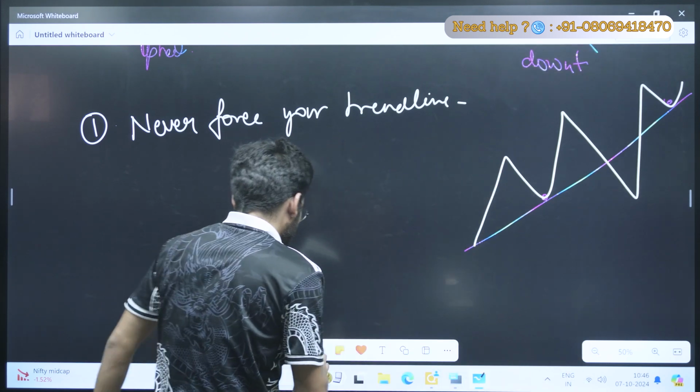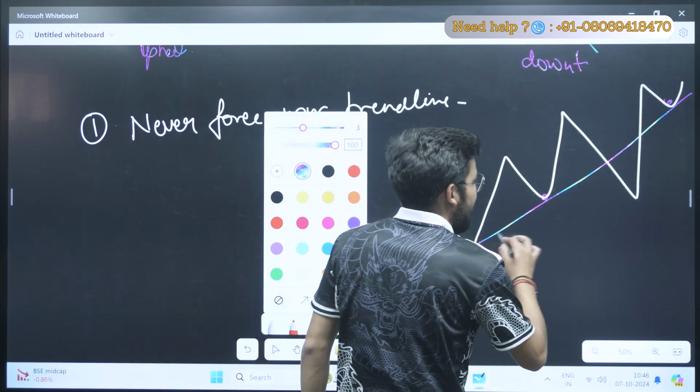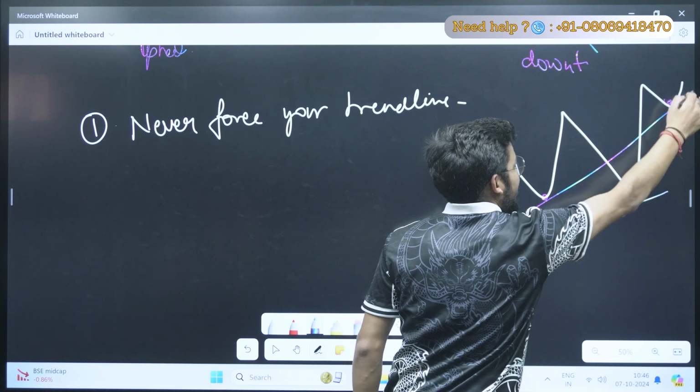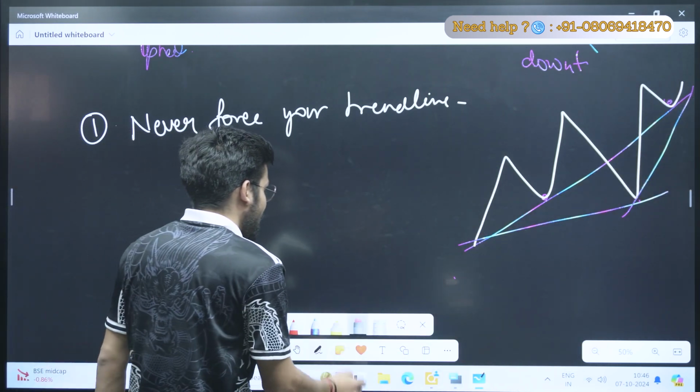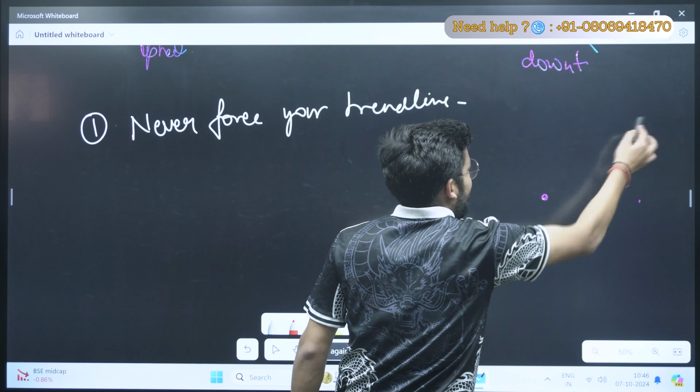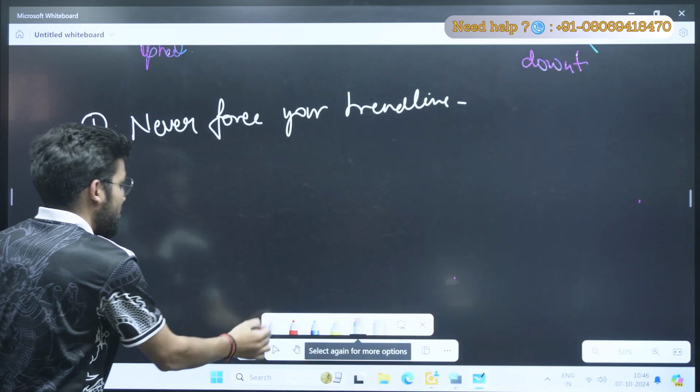आप ऐसा नहीं करोगे, ठीक है, कि एक ट्रेंड लाइन बनाओगे जिसमें ये आपका ऐसे करके और फिर इस ट्रेंड लाइन को ऐसे कुछ भी बना रहे हो, right? So that will not be correct, right? So that will not be counted as your trend line. ठीक है, so first rule is never force your trend line.